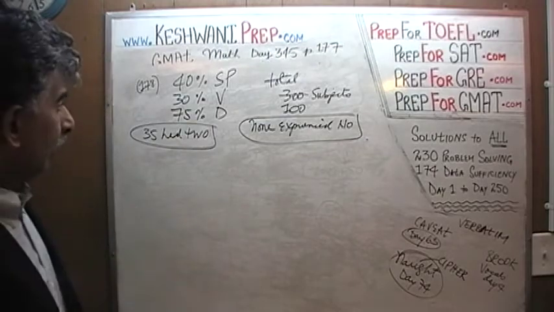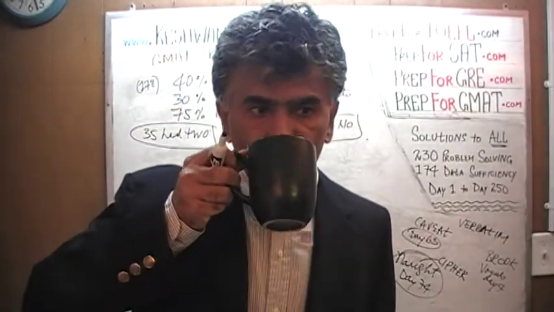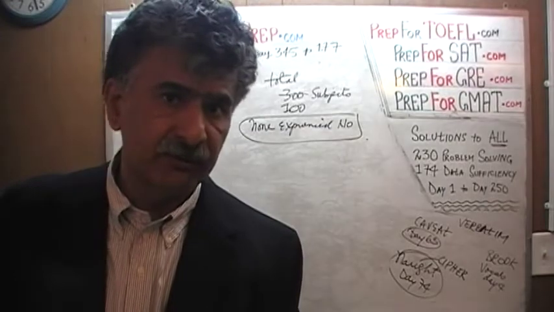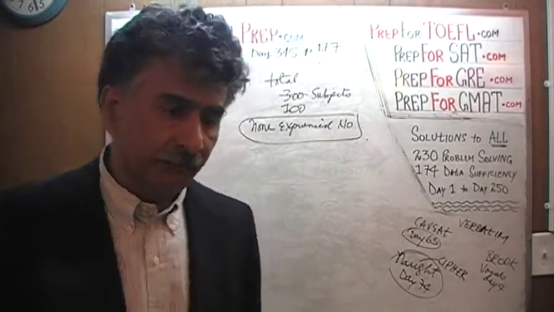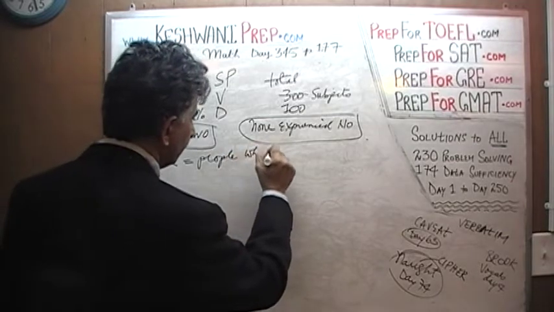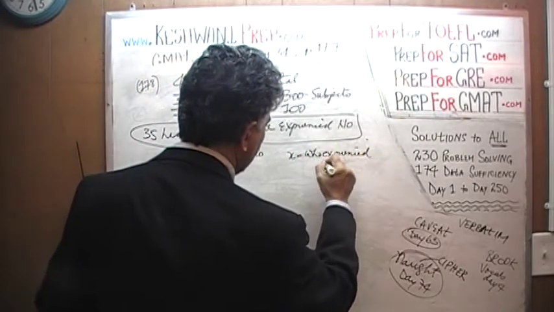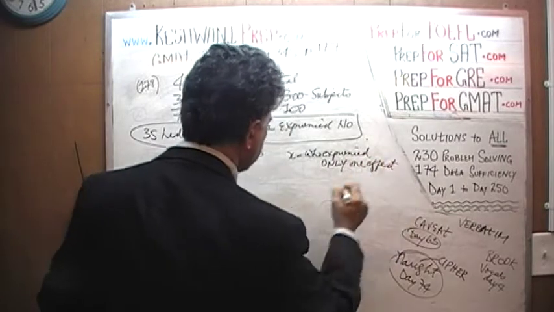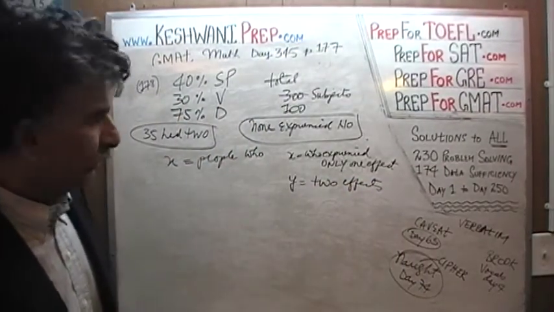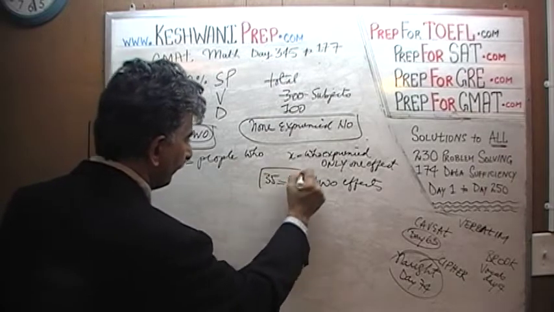Hold on, let's get going. So the very first thing we're going to do here, because we're dealing with three different quantities here, we have to first of all establish some way of distinguishing all three of them right from the very beginning. So let's do that. We're going to use X to represent the number who experienced only one effect. We're going to use Y for the people who experienced exactly two effects and no more than that. And we are told that Y equals 35 right here. 35 had two effects. So Y equals 35. Let's make a note of it. That is given to us.